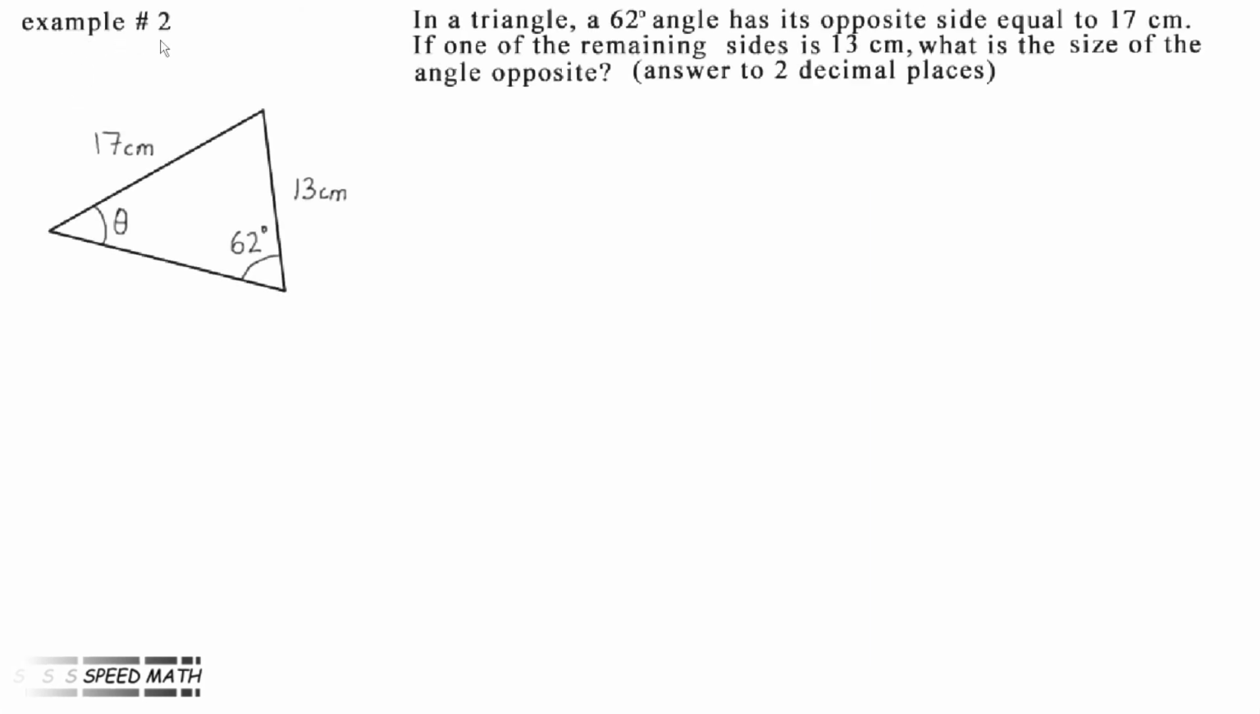Example number 2. In a triangle, a 62-degree angle has its opposite side equal to 17 centimeters. If one of the remaining sides is 13 centimeters, what is the size of the angle opposite? Answer to 2 decimal places. Here we are, there's a 62 degree angle and opposite side 17 centimeters. We have 13 centimeters and we have to find angle theta.